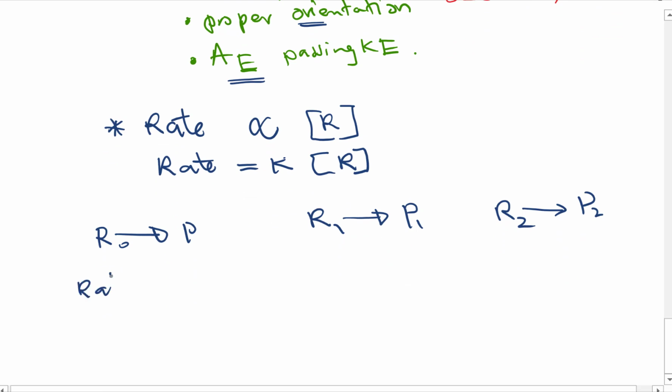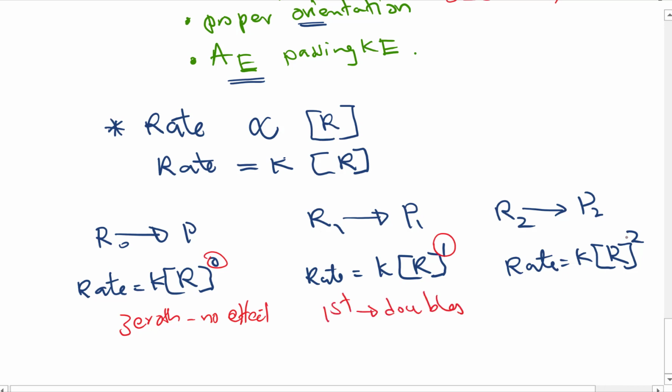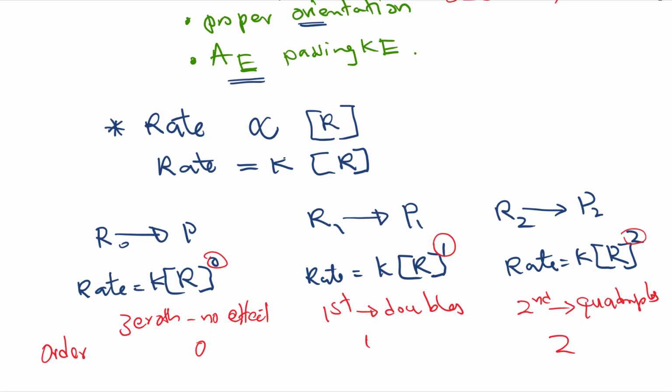Now, let's take three different reactions, right? R0 going to a product, R1 going to a product, and R2 going to a product. So I can write this rate law: rate is K times R0, R1, R2. We call these zeroth order, first order, and second order. Nominally, you have to know that. That means zeroth order has no effect on the rate, first order has a doubling effect on the rate with the concentration, and second order quadruples the rate. That's about it. Thank you.